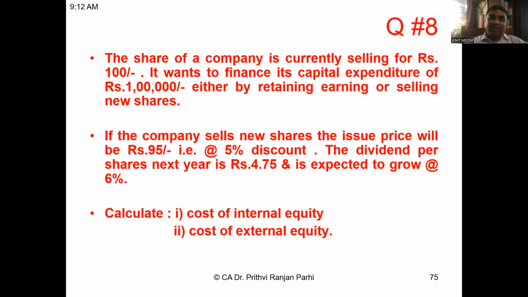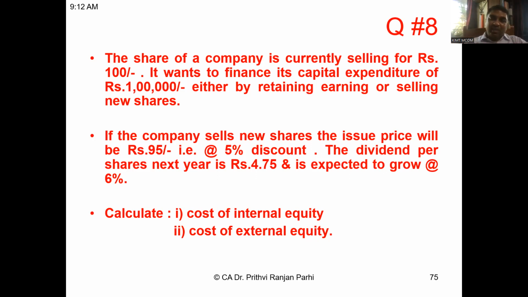And here is a small question. The share of the company is currently selling at rupees 100. It wants to finance its capital expenditure of rupees 1 lakh, either by retained earning or by selling new shares. The company is thinking whether I should use retained earning or issue new shares. If the company sells new shares, the issue price will be 95. That means 5 rupees has to be given, or 5% has to be allowed as discount.